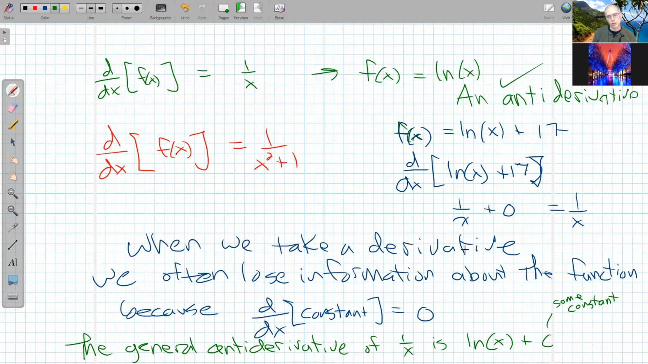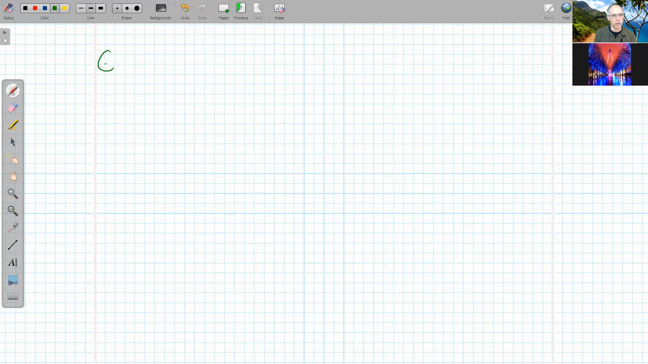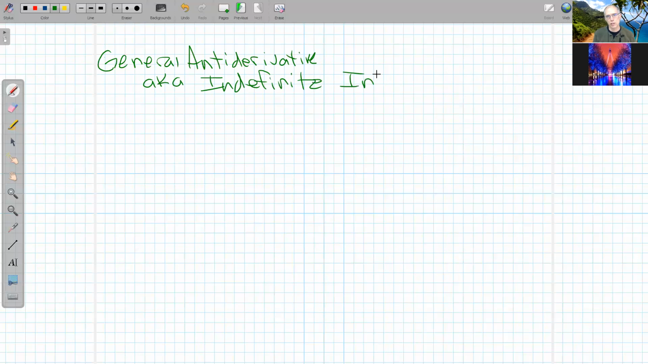It kind of depends how the problem was worded, what kind of answer is acceptable. This general antiderivative is also called an indefinite integral. So antiderivative and integral go together. Indefinite means I just can't definitely tell you which function it is. It could be the natural log of x, the natural log of x plus 17, or the natural log of x minus pi. I can't definitely say it. So that's the indefinite. The only way you can end up with a specific antiderivative is if you know some information about a function.